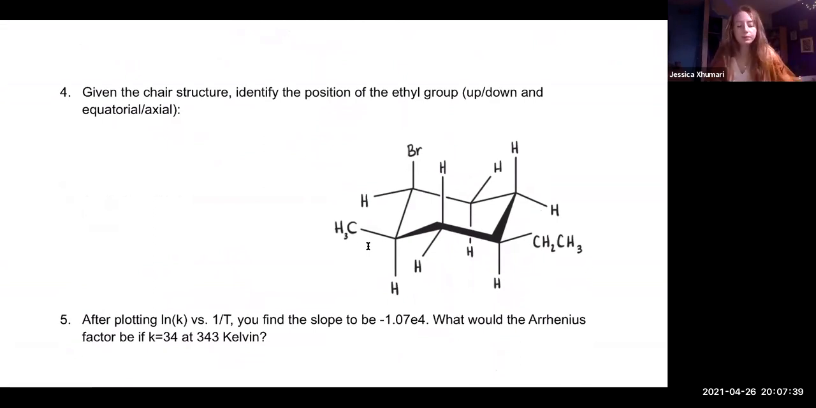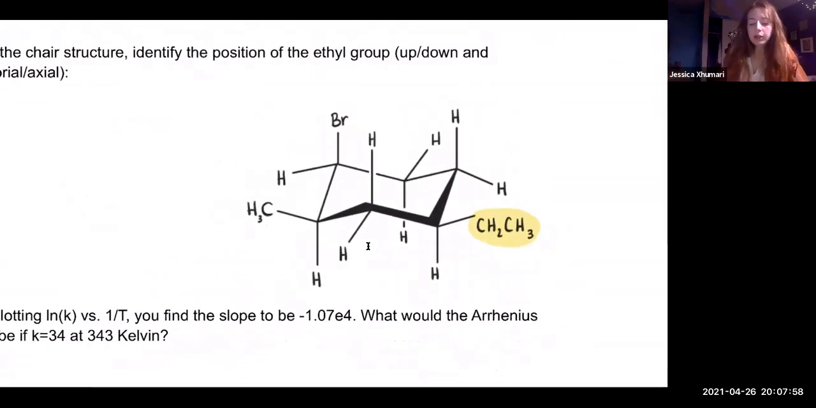For number 4, we have a chair structure, and we have to identify the position of the ethyl group. So this is kind of like call it as it is. What is this ethyl group? What kind of position is this ethyl group in? So this one is in equatorial and it's facing up, okay?